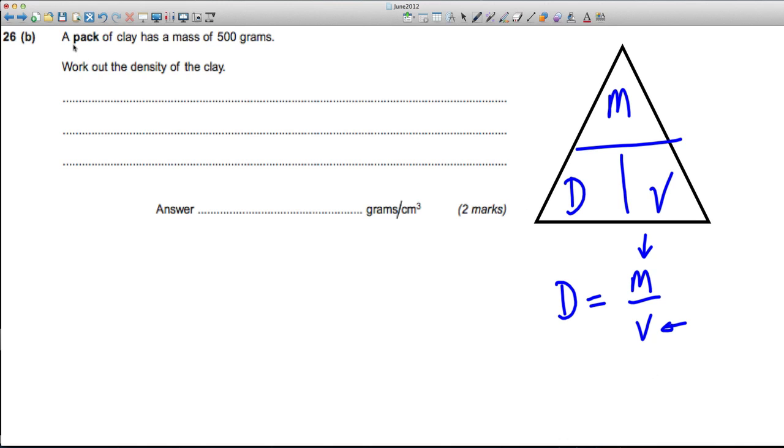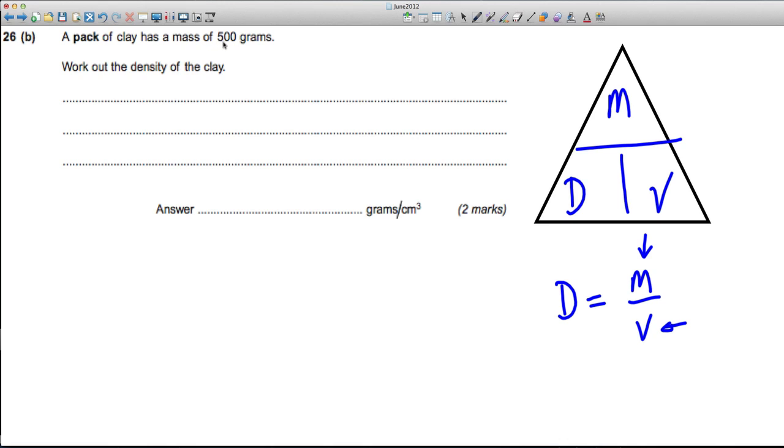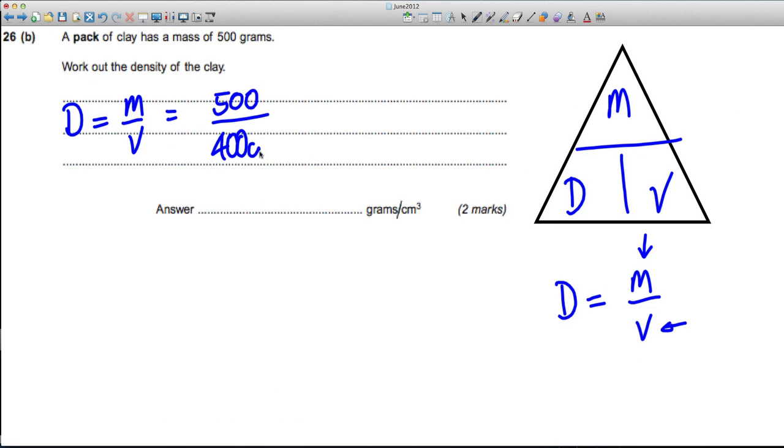Okay? Now, one pack of clay, not the 25 packs of clay, has a mass of 500 grams. What's its density? Density is mass over volume. The mass is 500 grams, so it's 500 over a volume of 10 by 10 by 4, which is 400 centimeters cubed. Keep the units in. So you do 500 divided by 400, and you get yourself 1.25, and the unit is grams per centimeter cubed.